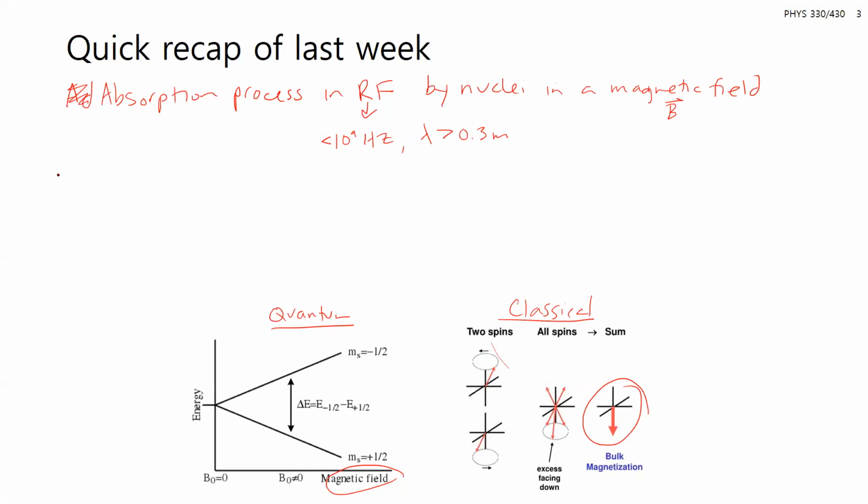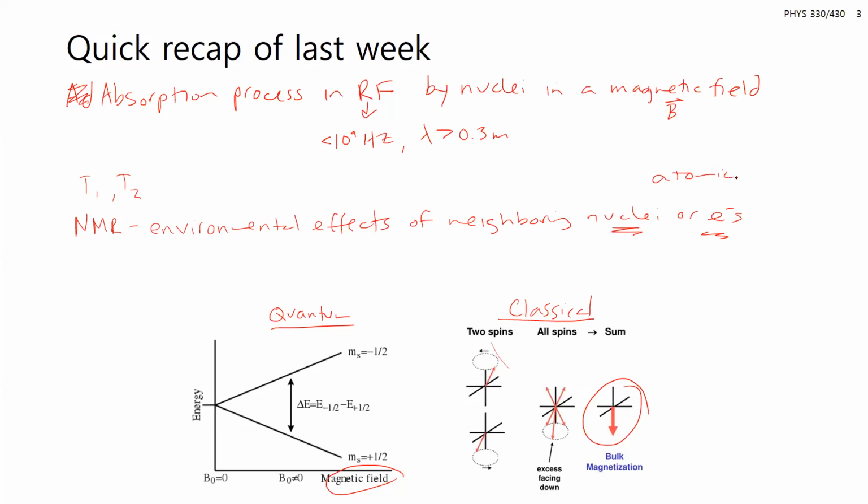So we talked about the decay processes, T1 and T2, of those nuclei spin after you turn off the magnetic field. And that the reason NMR is such a powerful technique is that it's very sensitive to environmental effects of neighboring nuclei or electrons. So this is giving you atomic level resolutions.